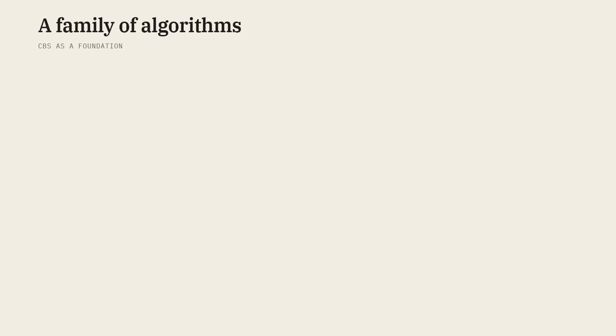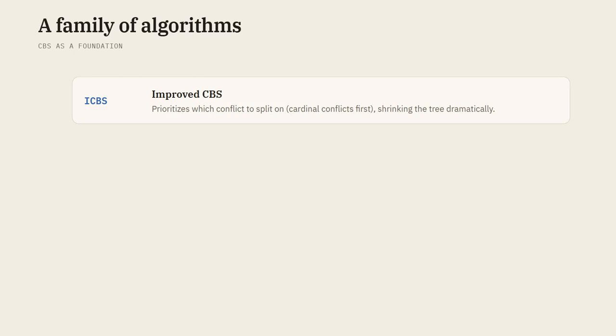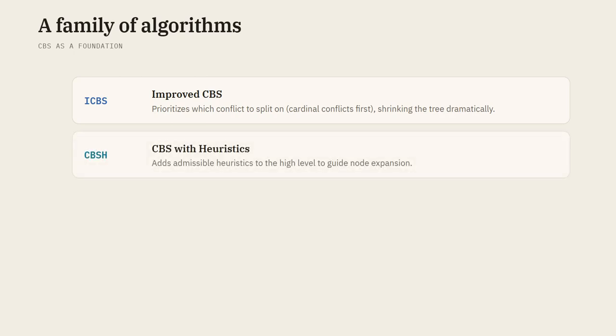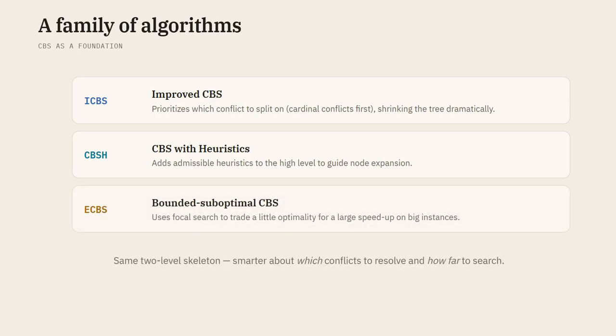CBS is also a foundation. Many powerful variants build directly on it. Improved CBS chooses smarter conflicts to split on, shrinking the search tree dramatically. CBS with heuristics adds admissible heuristics to the high level to guide its search. And eCBS, a bounded suboptimal version, trades a little optimality for a large gain in speed on big problems.